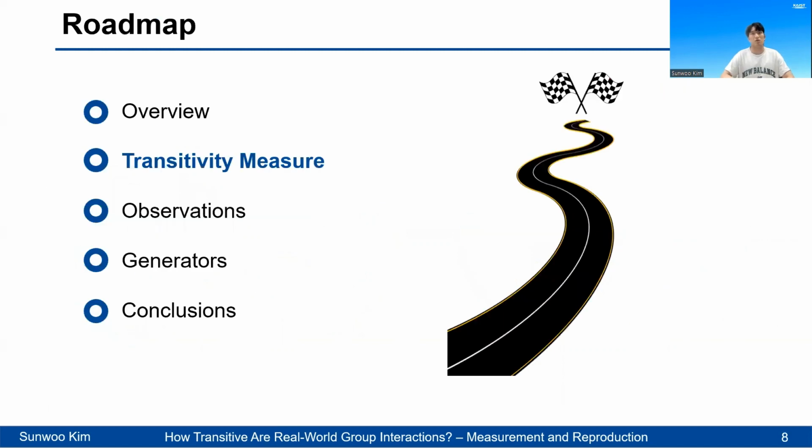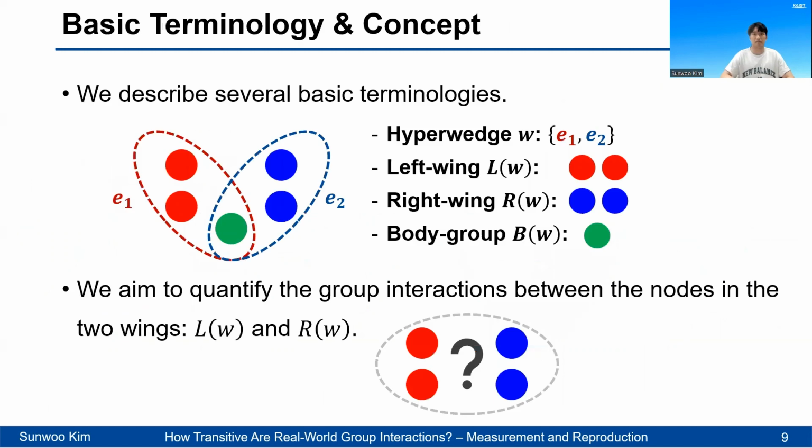We now introduce our proposed transitivity measure. We first describe several basic terminologies. A hyperwedge is a set of two joint hyperedges where one hyperedge is not a subset of another. Here, left wing and right wing are the sets of nodes where the intersection of two hyperedges is excluded from the two hyperedges of a hyperwedge. At last, a body group is an intersection of two hyperedges. In this setting, our primary goal is to assess the group interactions between the left wing and the right wing.